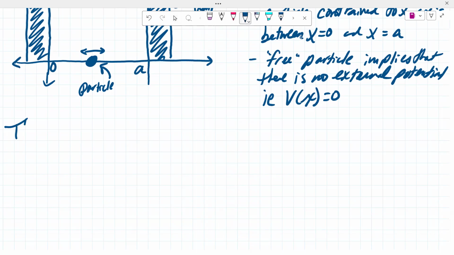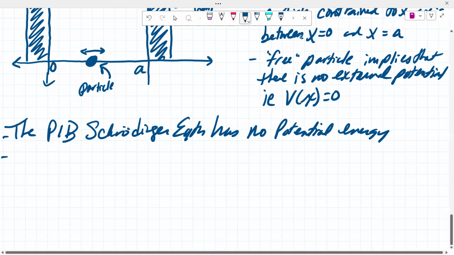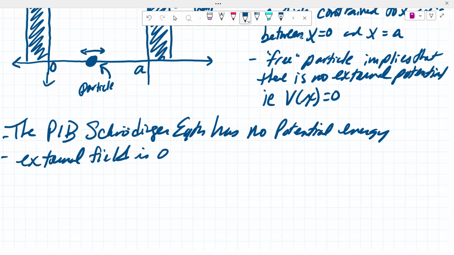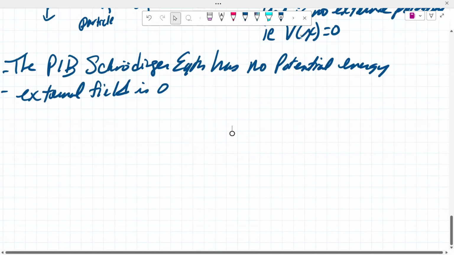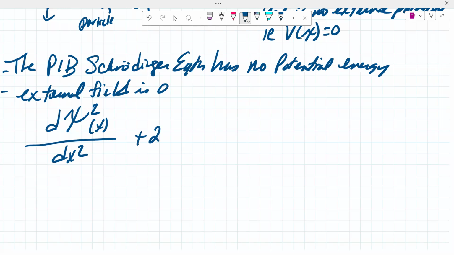So let's see how that would play out. The PIB Schrodinger equation has no potential energy. Means the external field is 0. In other words, we can mathematize this up like so. So we're going to have d squared psi of x over dx squared plus 2m, that's going to be the mass of the particle, E over h bar squared.